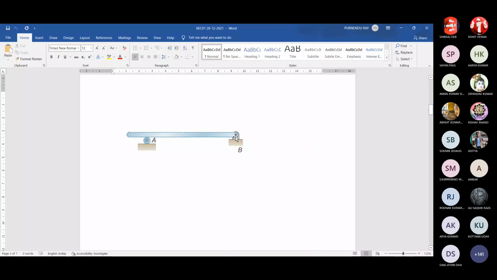Now you think of it in some other way. One day we discussed the condition of equilibrium of 3 forces in a plane. What is the primary condition? It should form a closed triangle. Before that, they must be concurrent.